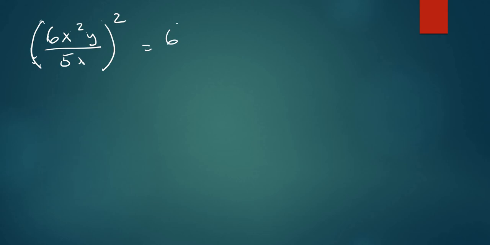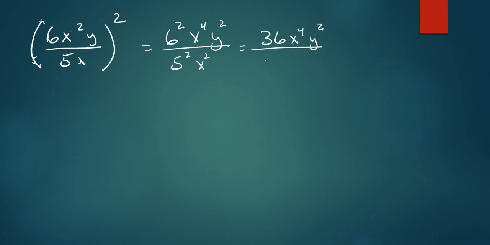Okay, probably you did 6 squared, x to the fourth, y squared, over 5 squared, x squared. So that's 36 x to the fourth y squared over 25 x squared. I now need to use my quotient rule again. So I have 36 x squared y squared over 25.